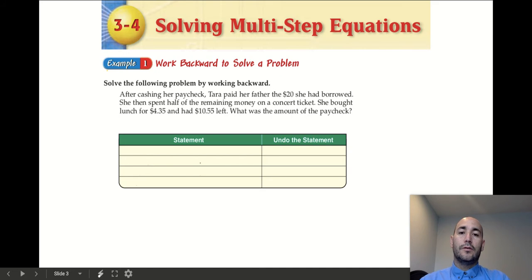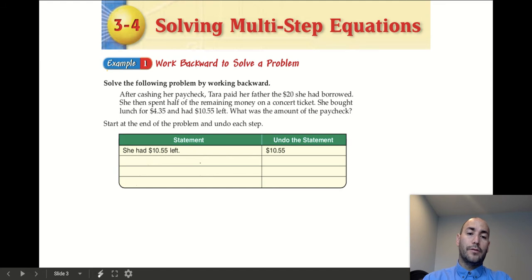So in this instance, you are given the information of how much she ended with and what she did from the beginning, but you weren't told what you started with. So what we're going to do is work our way backwards. We're going to start with the end of the problem and then undo each step as we go along. So she had $10.55 left. That's what we're going to start with, right? There's nothing to undo there.